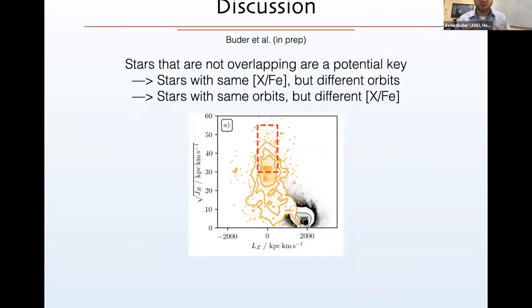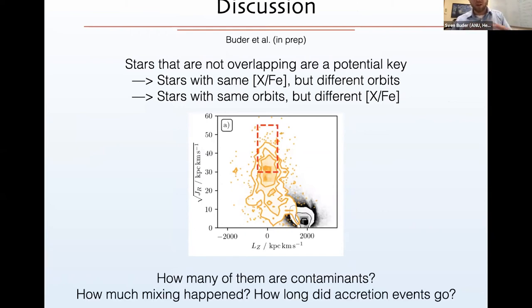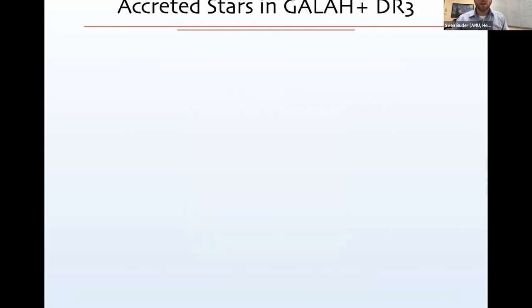And I think one of the potential keys here will be to look at stars that are actually not overlapping when you select them chemically or dynamically. So looking at stars with the same abundances but different orbits, and looking at stars with the same orbits but different abundances. Because once we figure out how much contamination we actually have, we can try to estimate how much mixing happened between the stars that have been accreted and the in-situ Milky Way stars, and also get an estimate of how long the accretion event actually went. Not only when did it occur, but how long did it go?